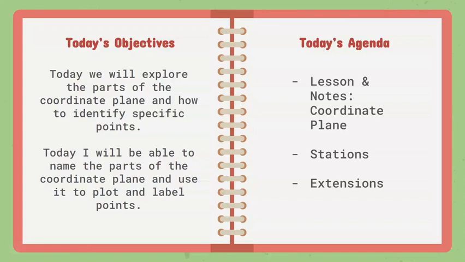Today we're going to be starting a new unit on coordinate plane. So our objectives for today are to explore the parts of the coordinate plane and how to identify specific points. And hopefully by the end of class, you'll be able to name the parts of the coordinate plane and use it to plot and label points. So today we'll focus on doing notes about the coordinate plane. Then you guys will do some stations, and then if there's any time, there'll be some extension activities for you guys.